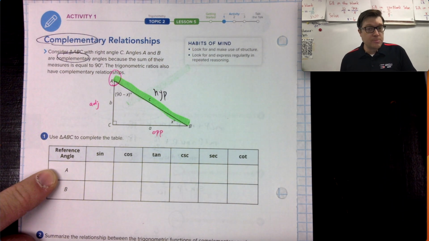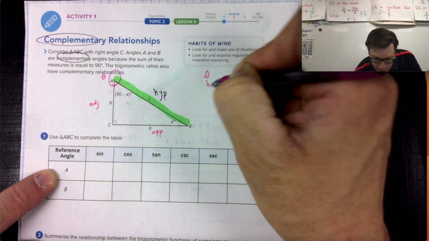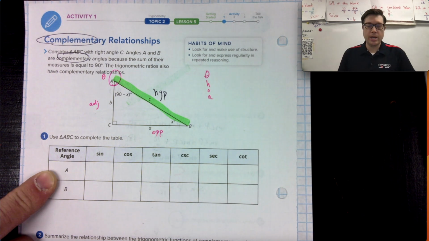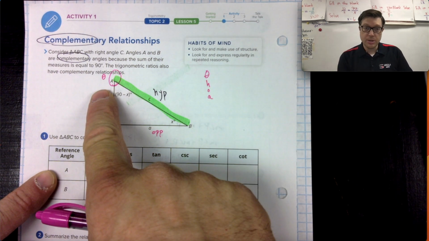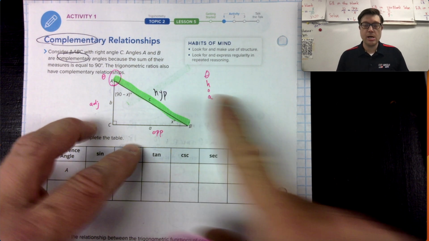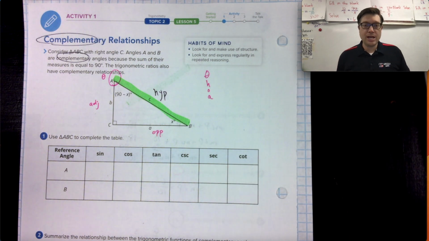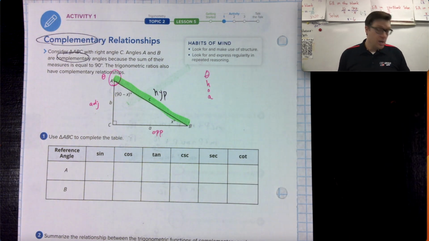So far, this is my recommendation for labeling the angle and then the sides of a right triangle. Theta goes first. There it is. Then the hypotenuse, then the opposite, then the adjacent sides. And once you've got them labeled mentally or on paper, then we can write out our sine ratios. So for example, sine, cosine, tangent, etc.